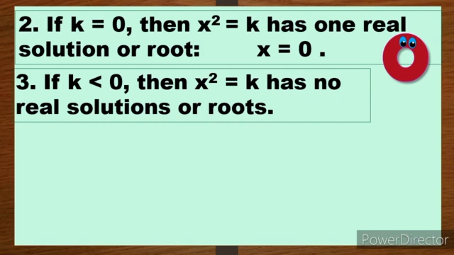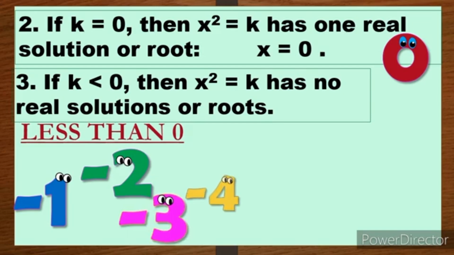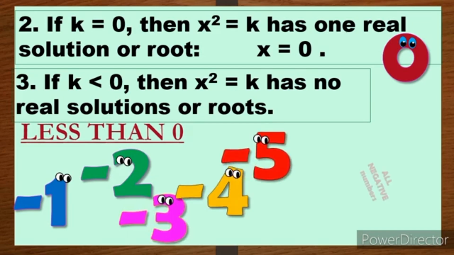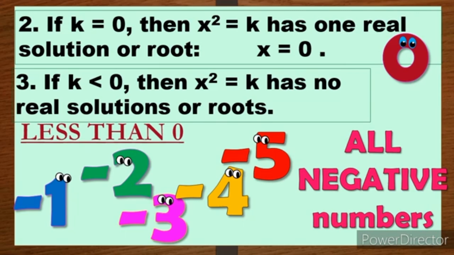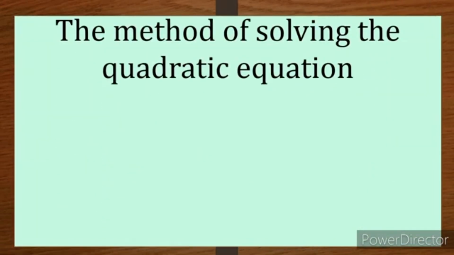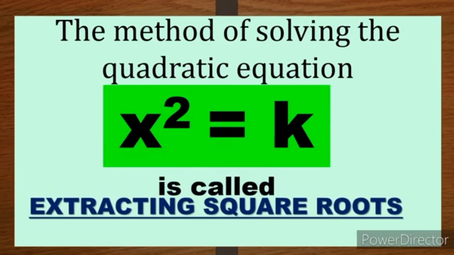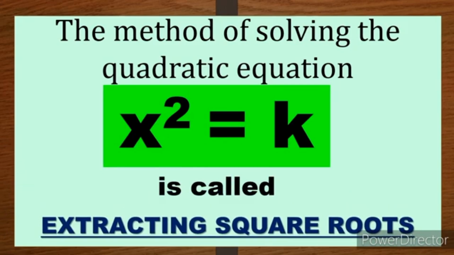So, what are those numbers? Ano yung mga numbers na less than 0? So, these are negative 1, negative 2, negative 3, negative 4, negative 5, and all negative numbers are less than 0. Again, pag ang k natin ay negative, walang solution ang quadratic equation. Okay, so the method of solving the quadratic equation x squared equals k is called extracting square roots.